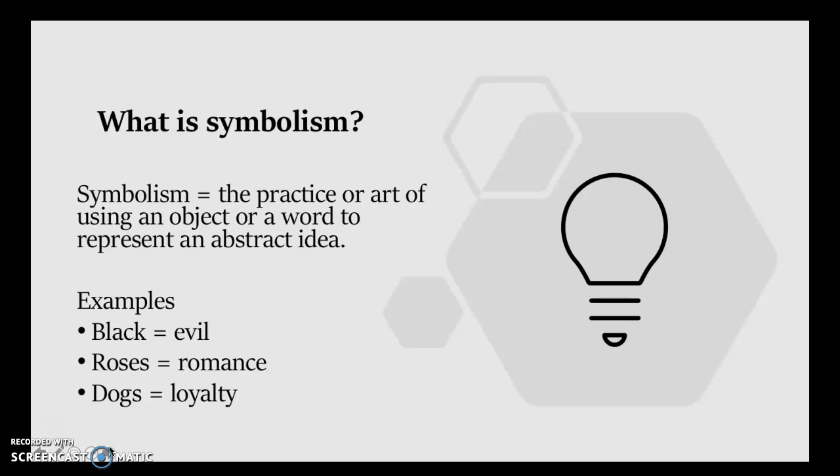So what is symbolism? Symbolism is the practice or art of using an object or a word to represent an abstract idea. It can be an action, person, place, word, or an object. They all can have a symbolic meaning. Some examples are black symbolizes evil, roses symbolize romance or love, and dogs symbolize loyalty and honesty.